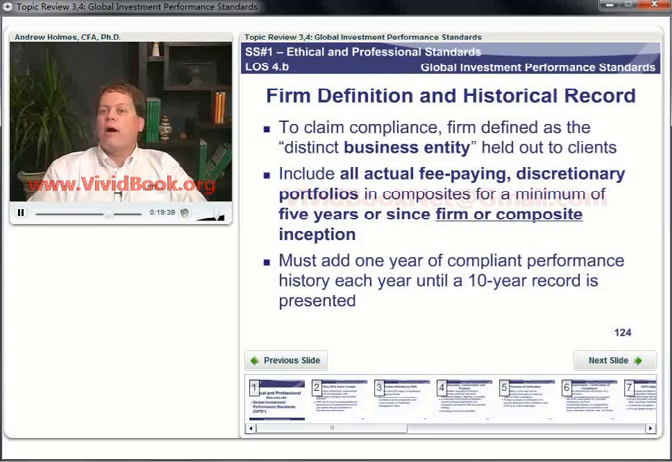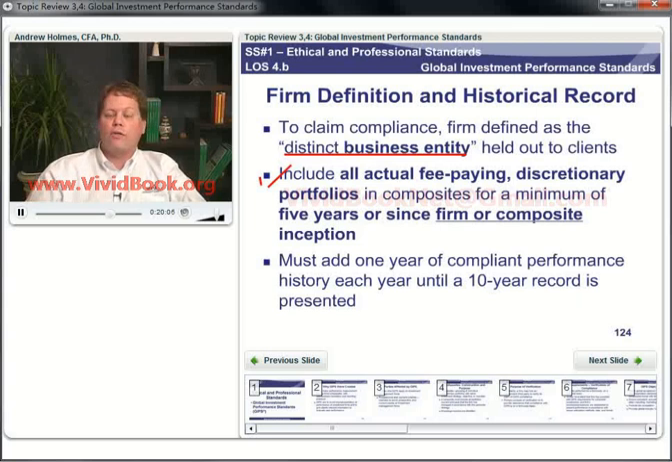Okay, so firm definition and historical record. Again, and we've said this a couple of times now, but you can only claim compliance if you're doing it on a firm-wide basis, and the firm has to be a distinct business entity. That is what is held out to the investing public. Of course, you have to use all actual fee-paying discretionary portfolios, minimum 5 years or since inception.